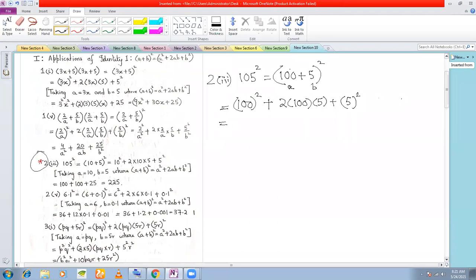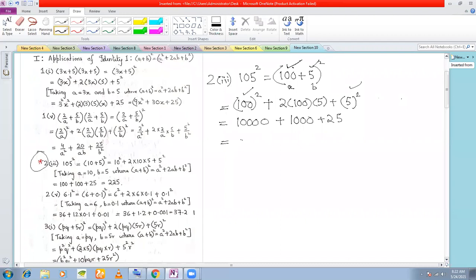We break it up as 100 minus 5 because we are squaring 100. It is very easy to find 100 square because we can simply write this as 1 followed by 4 zeros. And it is also very easy to find 5 square. That is why we break 105 as 100 plus 5 and not any other breakup. So 2 into 100 into 5 will give you 1000, and 5 square will give you 25.